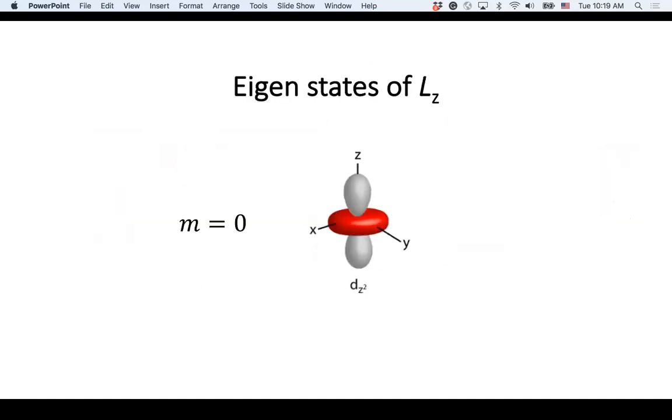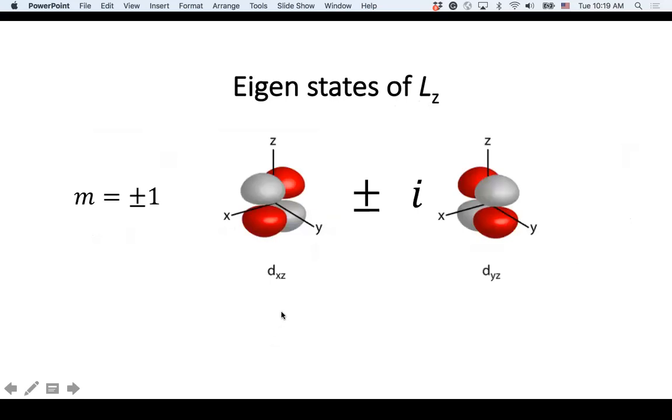So you can separate these 5 states into 3 groups, 3 sets. The first set is you use the Lz, the z component of the angular momentum, as the quantity. So for m equal to 0, this is the dz squared. This 0 means that m is 0. D0 is dz squared.